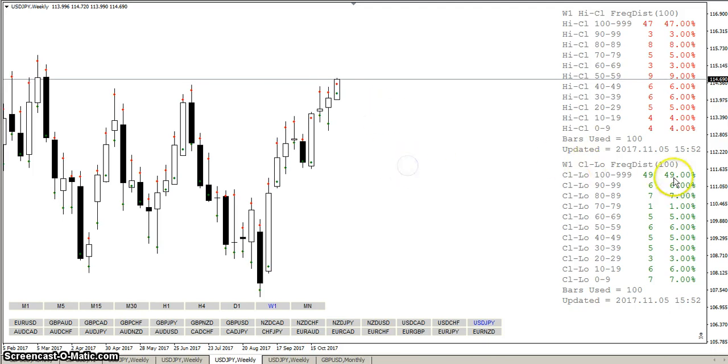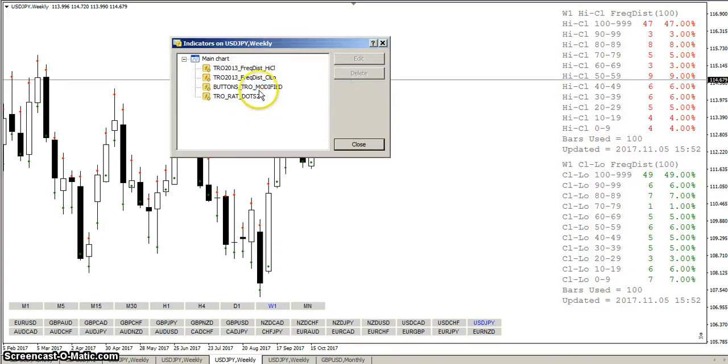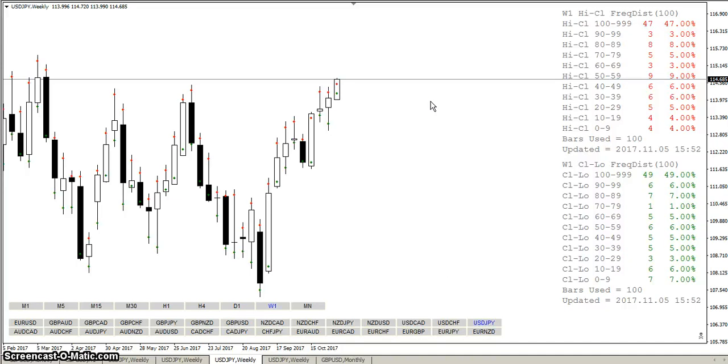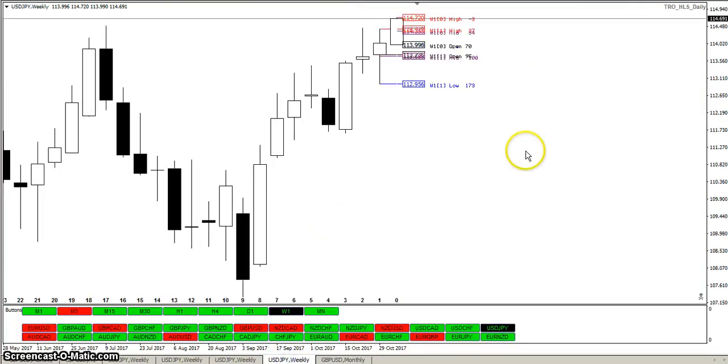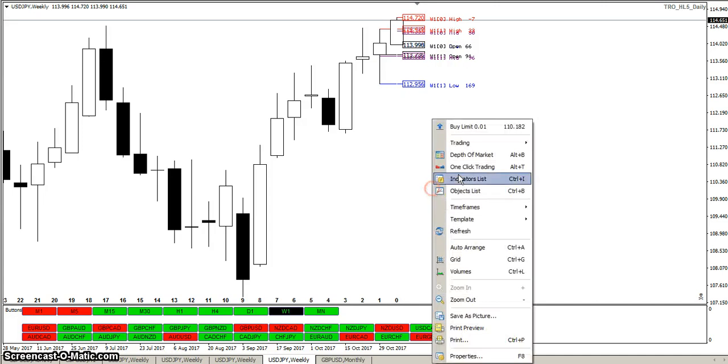So they wanted to know how to use these frequency distributions. Oh yeah, it's been a while. This is a TRO 2013 donational, way back when, but still good, still works. And then here we just have the plain old chart using the TRO HL5 indicator. We can see the previous week's high, the current week's high, and previous low. The problem with the weekly candles is I can't expand it, so these numbers get jumbled on top of each other.